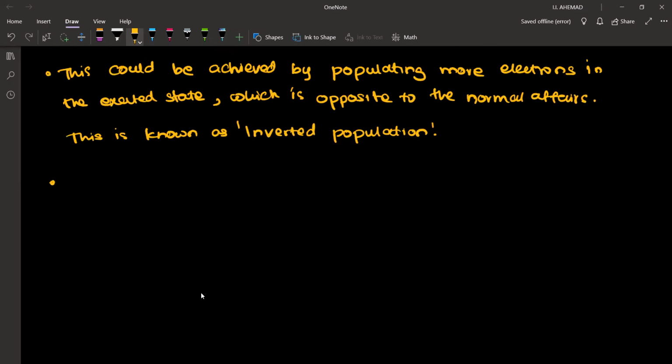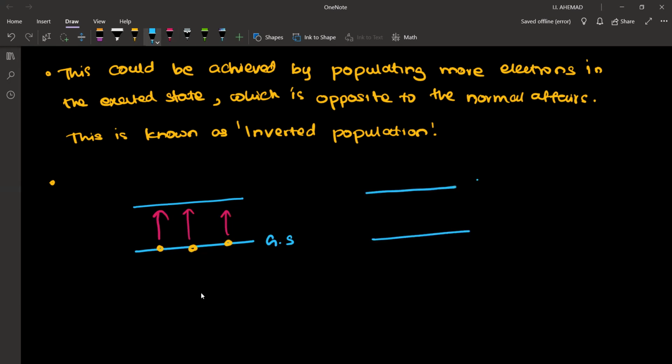So how can we set up an inverted population? Initially, our electrons will be in the ground state. To set up an inverted population, I need to excite these electrons first. Then only the electrons will go to the excited state. Without providing energy, can I do this? No, right? I cannot do that.